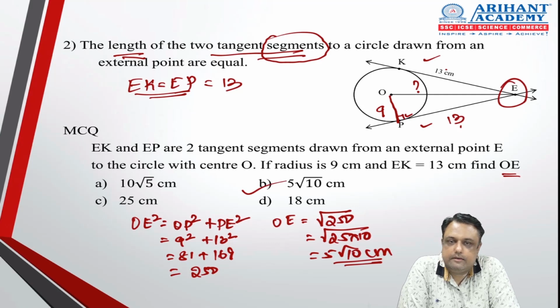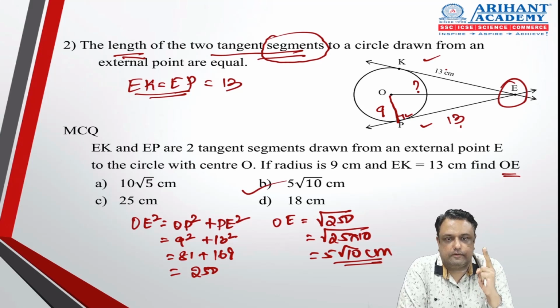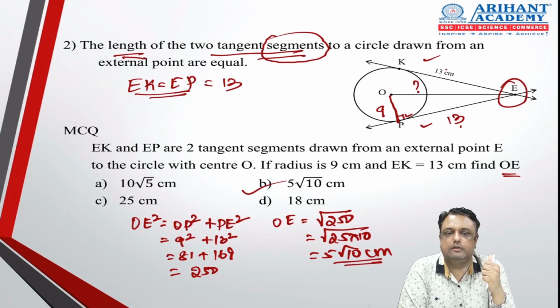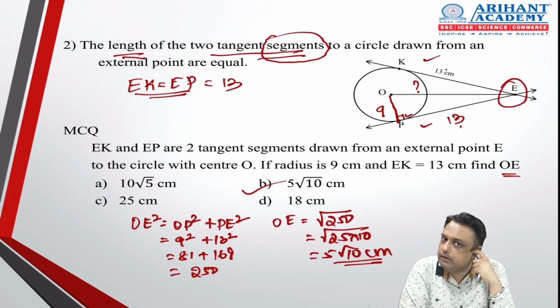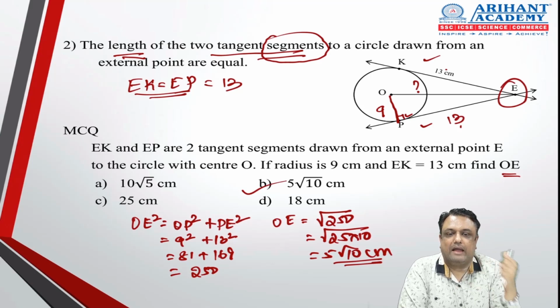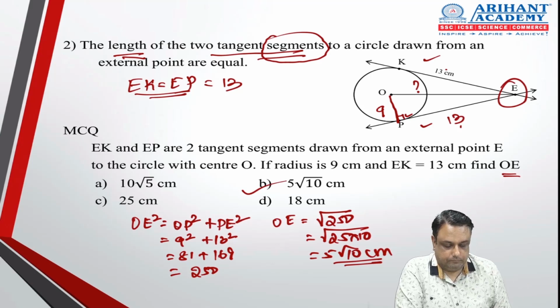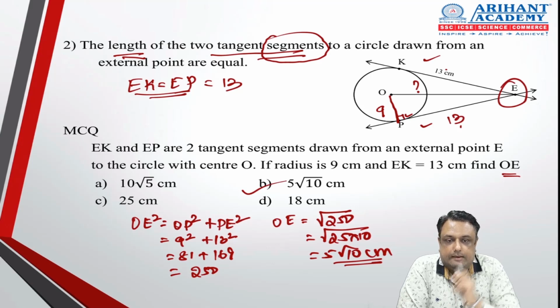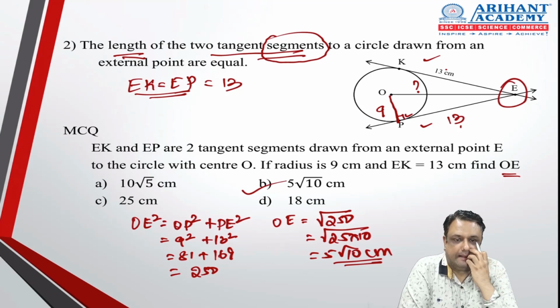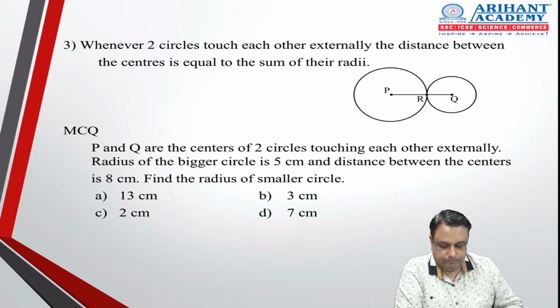Did everyone understand this? I hope everyone is clear with the concept. A very, very easy concept. So here I used two concepts. One, the lengths of the tangent segments drawn from an external point are equal. First of all, you can draw only two tangent segments from an external point. Both will be equal. And also, the radius is perpendicular to the tangent at the point of contact.